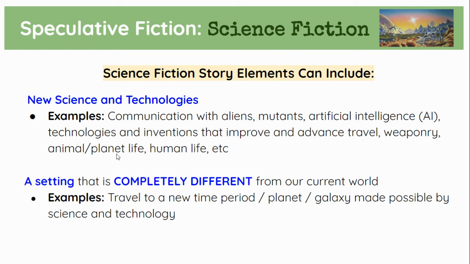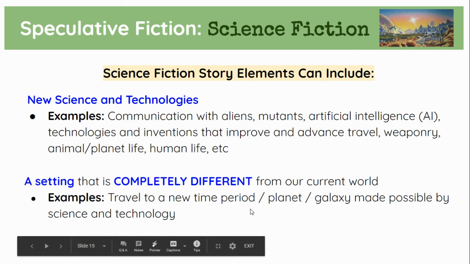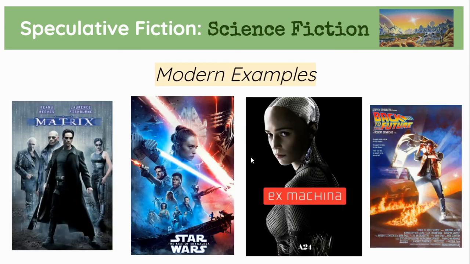Science fiction also has a setting that is completely different from our current world. It could have traveled to a new time period, perhaps in the future, planet to a new planet, travel to a new galaxy, made possible by science and technology. Modern examples of science fiction you may have seen include The Matrix, the Star Wars series, Ex Machina, or Back to the Future.